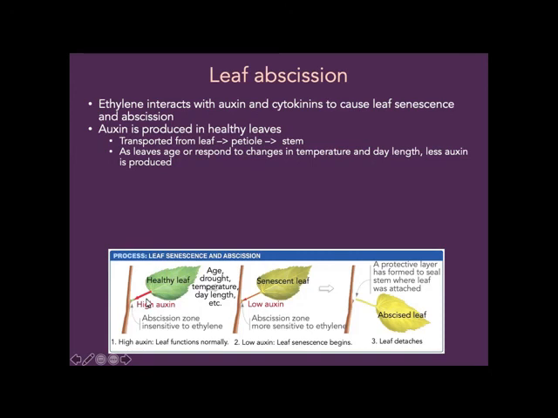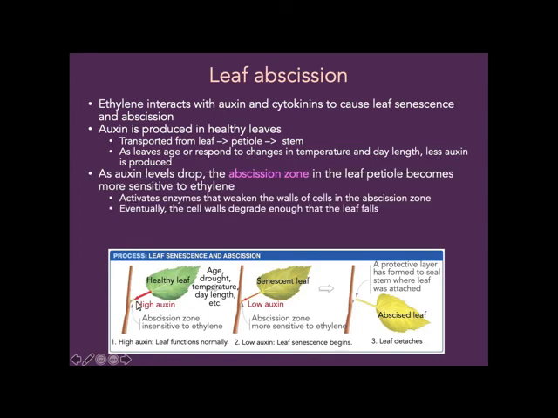As the leaf becomes older, or as it becomes colder outside, or the days become shorter, less auxin is produced by the leaf, so less auxin is being transmitted down the leaf through the petiole to the stem. And so as auxin levels drop, you get an area here, the abscission zone of the leaf petiole, that becomes more sensitive to ethylene. And so that activates enzymes that weaken the walls of the cells in the abscission zone, and eventually the cell walls degrade and become very weak, and the leaf will fall off.